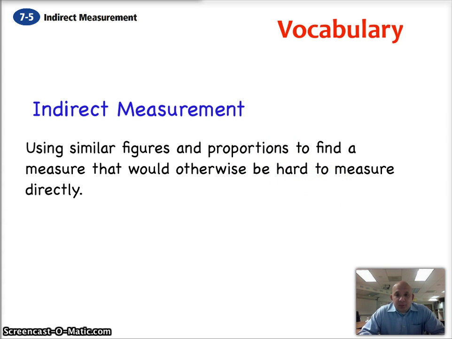In the examples that we're going to be using, we're going to be using the length of shadows in order to figure out the length of a building, the length of a flagpole, those sorts of items that we can't take a tape measure and actually run up the pole and measure. We're going to do that through indirect measurement.